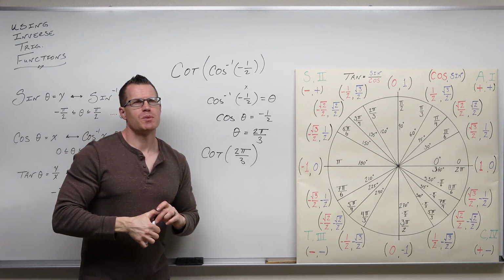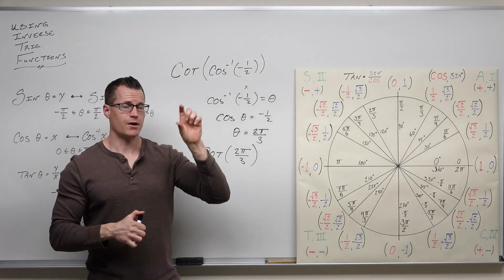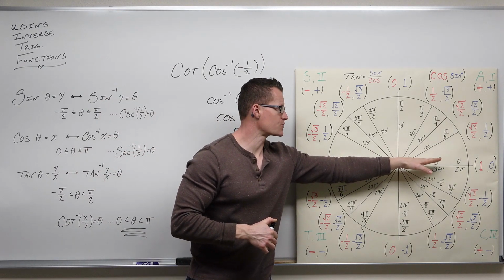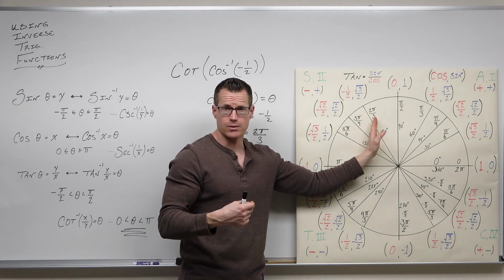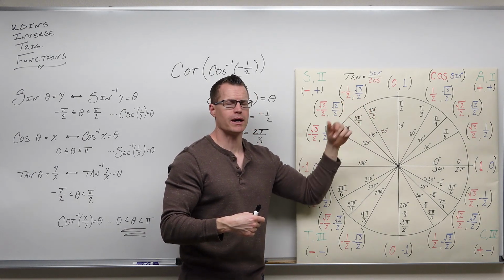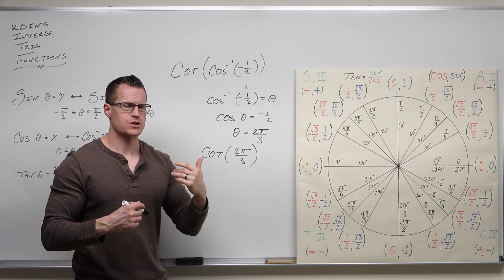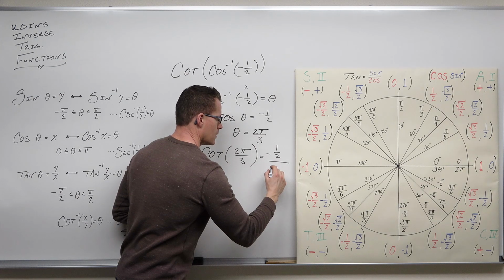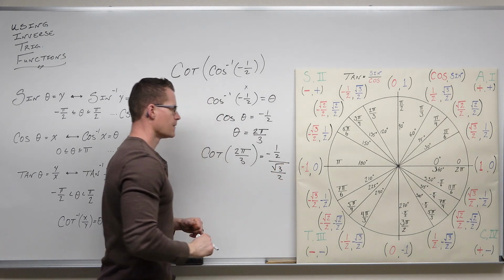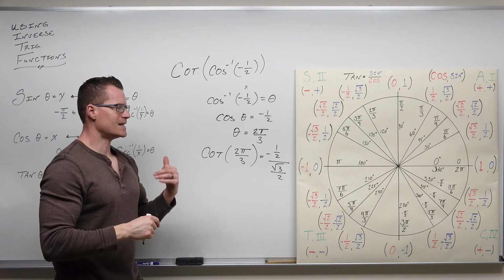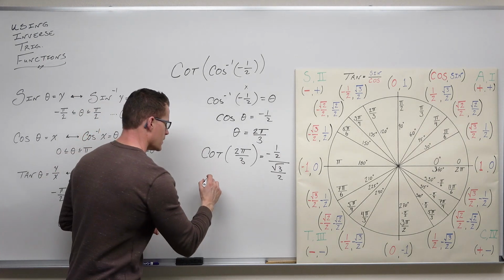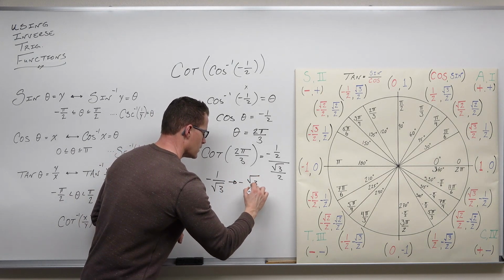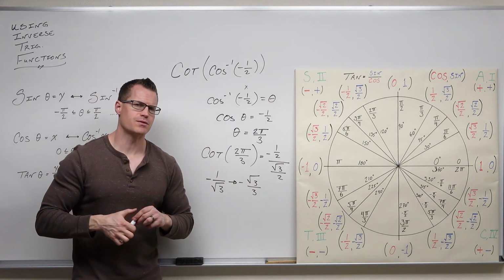So cotangent of 2 pi over 3. Let's see, tangent is y over x, cotangent is x over y. So we're going to go right back to that angle we just found, 2 pi over 3, and we're going to evaluate cotangent, the x over the y. So negative 1/2 over square root 3 over 2. If we reciprocate and we multiply, we get negative 1 over the square root of 3. If we rationalize, that's negative square root 3 over 3.